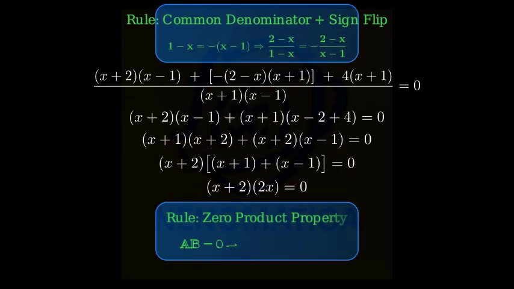Step 5. Apply the zero product property. Either 2x equals 0, which gives x equals 0, or x plus 2 equals 0, which gives x equals -2. Remember the domain excludes x equals plus or minus 1 from the original denominator.